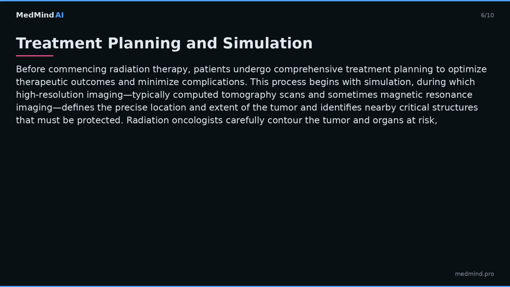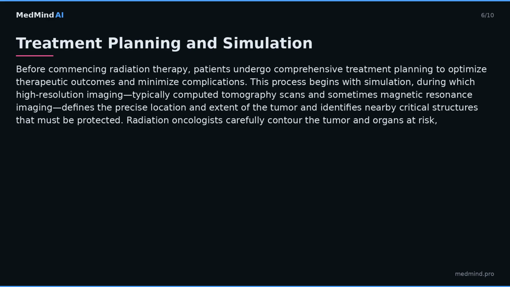Treatment planning and simulation. Before commencing radiation therapy, patients undergo comprehensive treatment planning to optimize therapeutic outcomes and minimize complications. This process begins with simulation, during which high-resolution imaging, typically computed tomography scans and sometimes magnetic resonance imaging, defines the precise location and extent of the tumor and identifies nearby critical structures that must be protected.